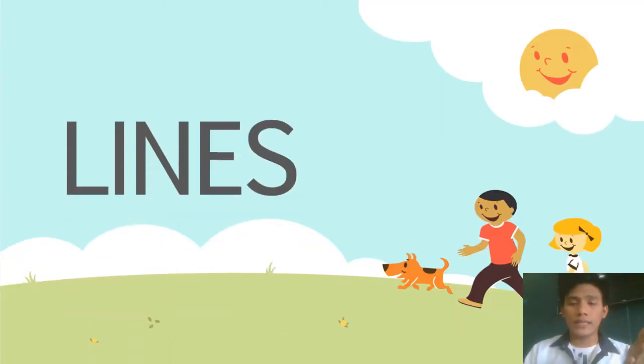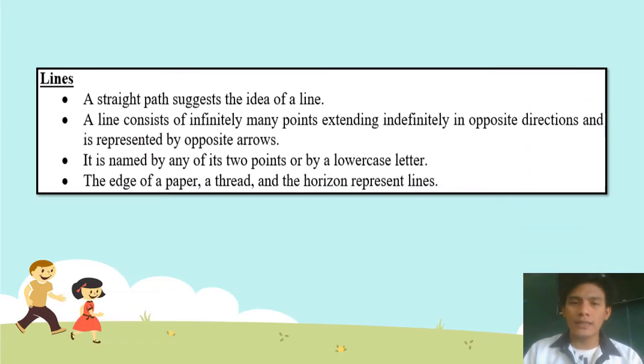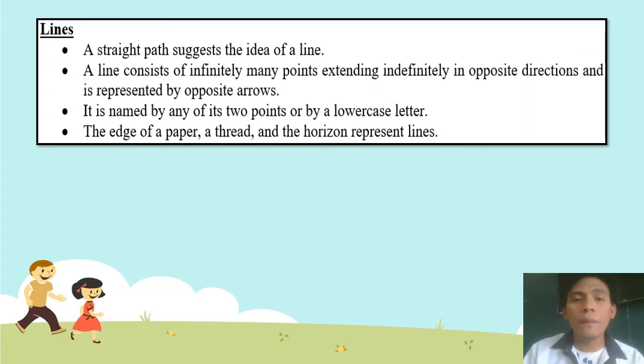Now let's go to lines. What is a line? A straight path suggests the idea of a line. It must be straight to make it a line. A line consists of infinitely many points extending indefinitely in opposite directions, and it is represented by opposite arrows. It is named by any two of its points or by a lowercase letter.